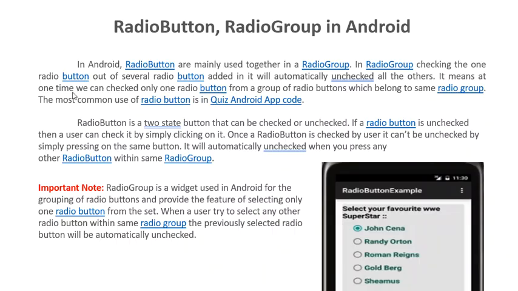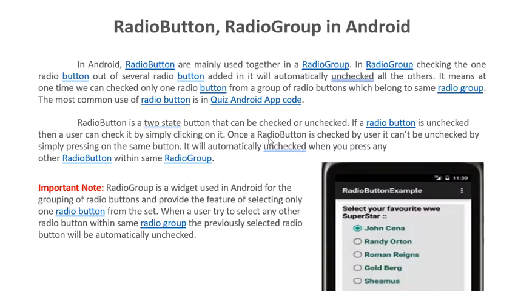It means that at one time we can check only one radio button from the group of radio buttons that belong to the same radio group. It is most common to use radio buttons in quiz Android apps. Radio buttons are two-state buttons that can be checked or unchecked, and if a radio button is unchecked then the user can check it by simply clicking on it.